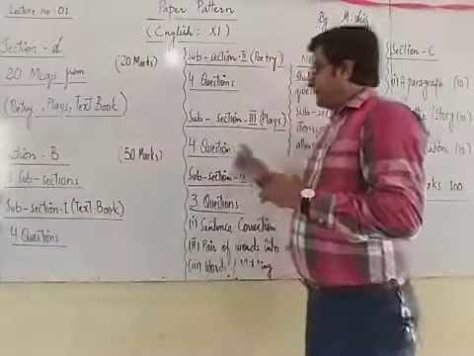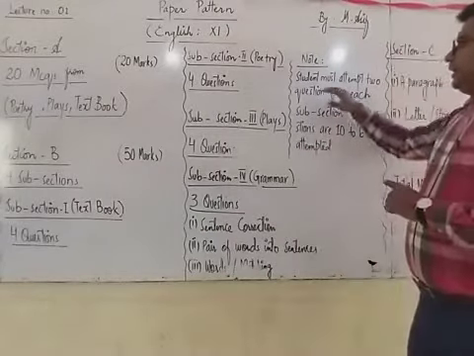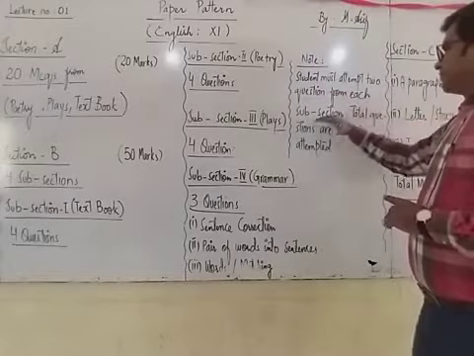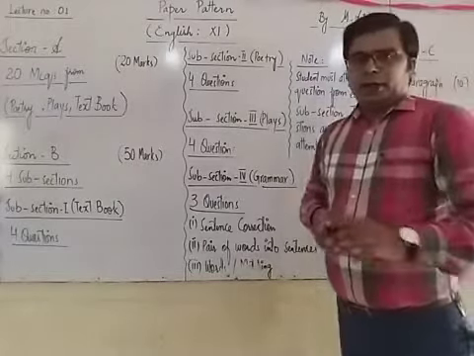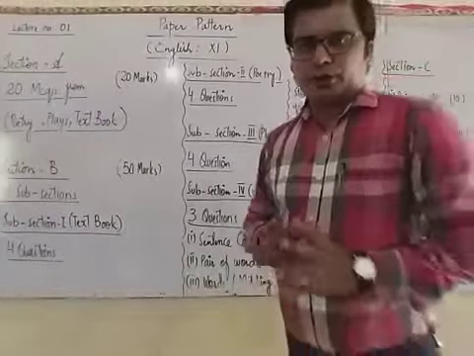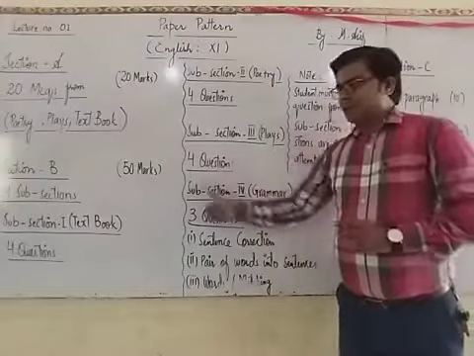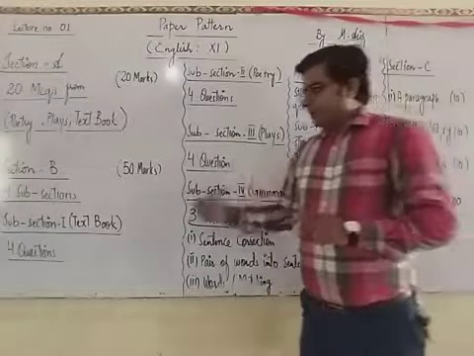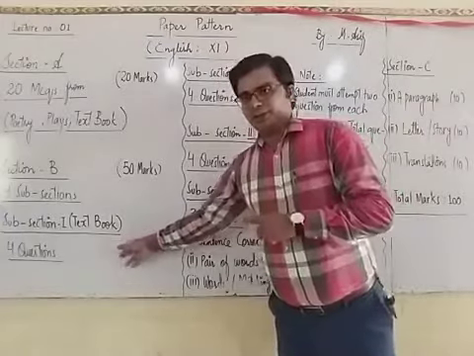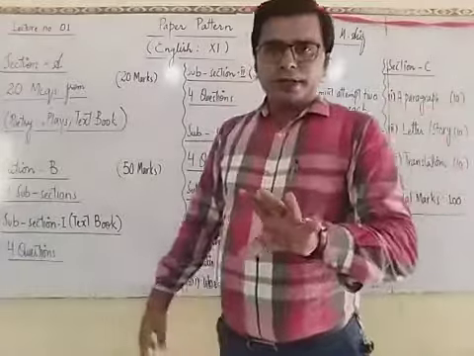Here is a note, and look at this note very carefully. A student must attempt 2 questions from each subsection. It shows that you have to attempt 2 questions from each subsection. Suppose there are 4 questions and you have attempted 2 from this section, and 2 from this section, and 2 from these sections. How many have you attempted?